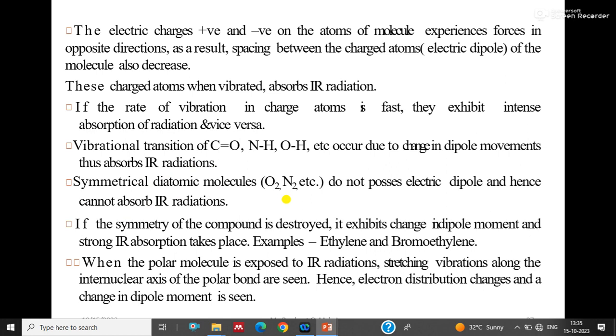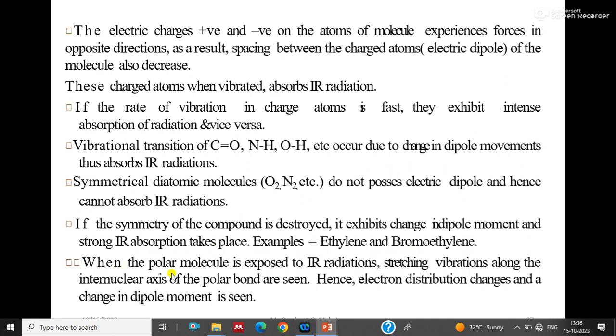One more thing, if the symmetry is destroyed, then that molecule is going to absorb IR radiation. Hence the example is given. In the case of ethylene, the molecule is symmetric, so it is not going to absorb IR radiation. But if that ethylene is converted into bromoethylene, that means substitution of one hydrogen by a bromine group, that will destroy the symmetry of the ethylene molecule. Hence, it is going to show the IR absorption.